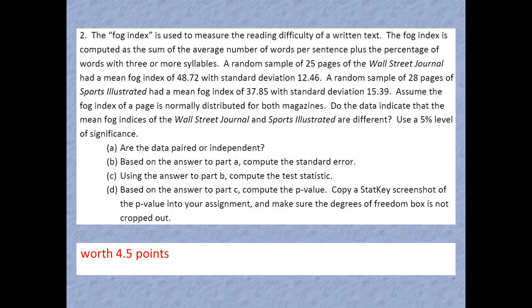Question number 2 is a hypothesis test for a difference of means, where we have sample data about the FOG index of 2 magazines, the Wall Street Journal and Sports Illustrated. The first thing to do is figure out if the data are paired or independent, which would dictate everything else. I tried to make that pretty accessible with the way the numbers are in the problem. Then, based on if the data are paired or independent, compute the standard error, then get the test statistic, then get the p-value, and make sure you have a screenshot of it.